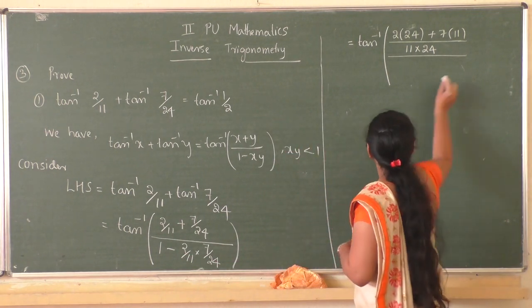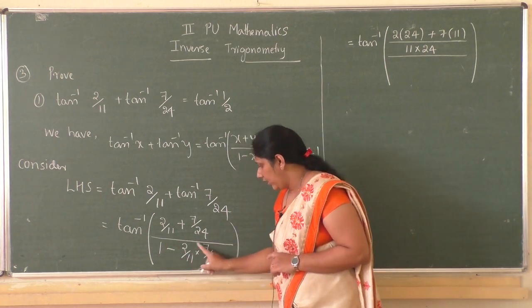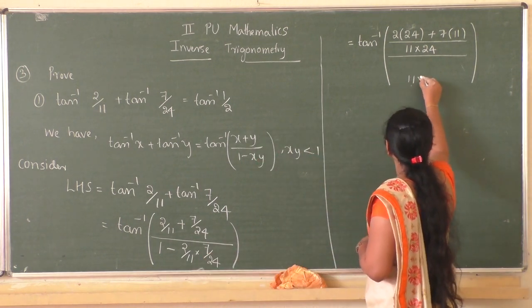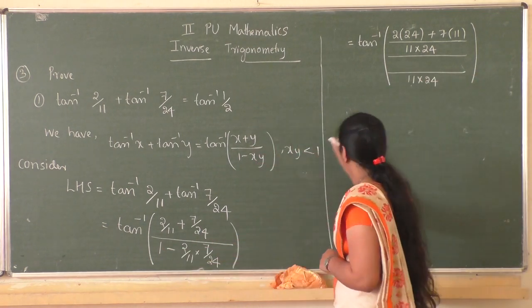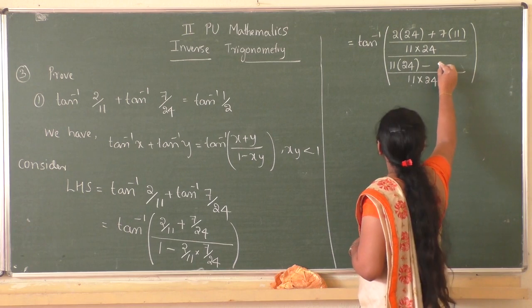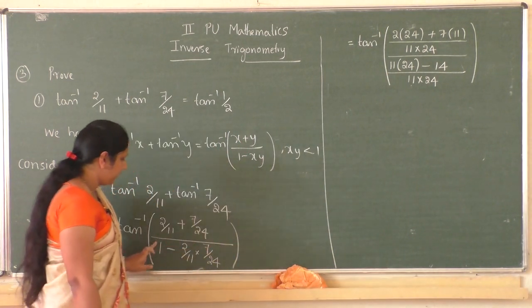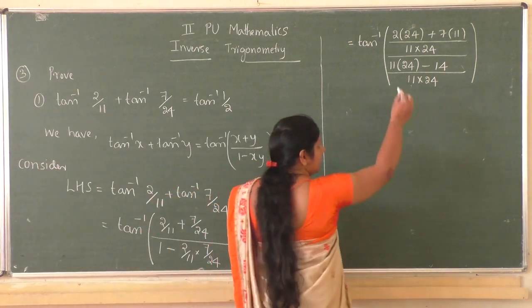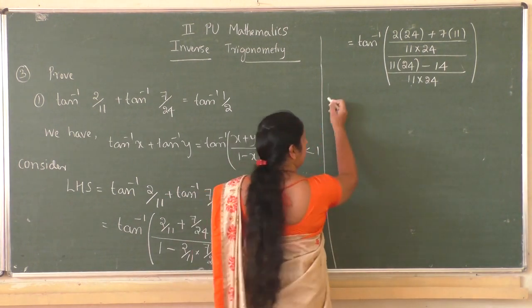Now we will simplify the denominator part. Here it becomes 1 minus 14 by 11 into 24. So again, which term will be the denominator? 11 into 24 is the denominator. So 1 into 11 into 24 minus 2 into 7, that is 14. So this is the denominator part simplified. Now see, 11 into 24, these terms get cancelled, right? Now we will simplify the remaining terms.